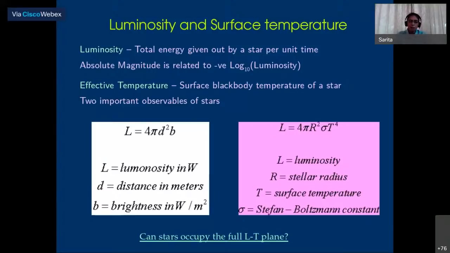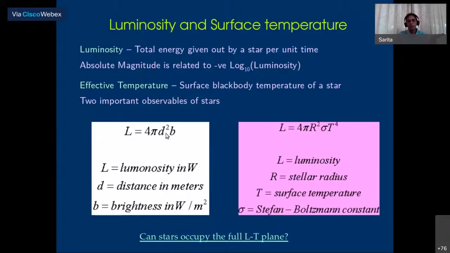And if you want to determine the luminosity of a star independently, you need to know the distance to the star. You need to know the flux of the star, that means the measured brightness. So the luminosity you can determine in this way, which can be written as 4 pi d square times f or b. Here it is written b as brightness, but it can be the flux. Flux and brightness in this case are the same.